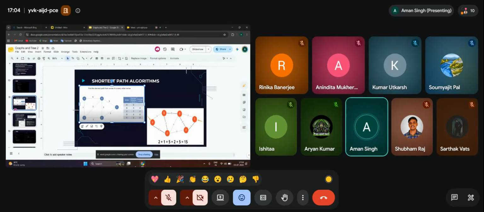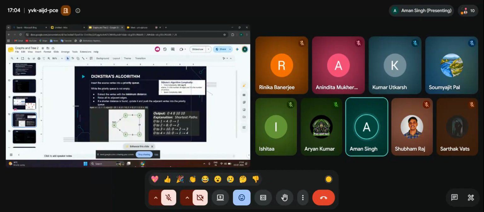There are a lot of algorithms to find shortest path in a graph. We will be starting with the very first algorithm, that is Dijkstra's algorithm. In most of the competitive programming questions, whenever we see any shortest path question, we use this algorithm. So let's see what this algorithm says.